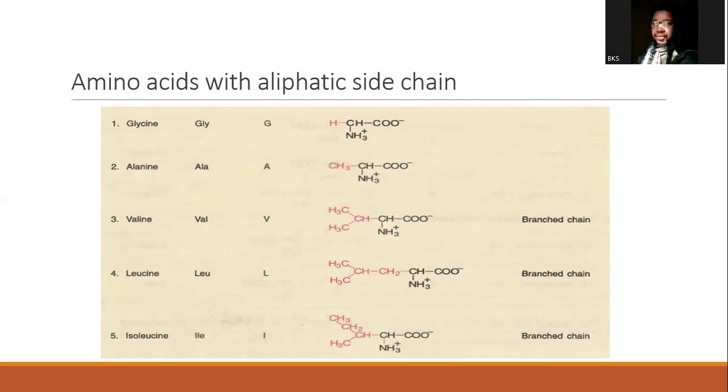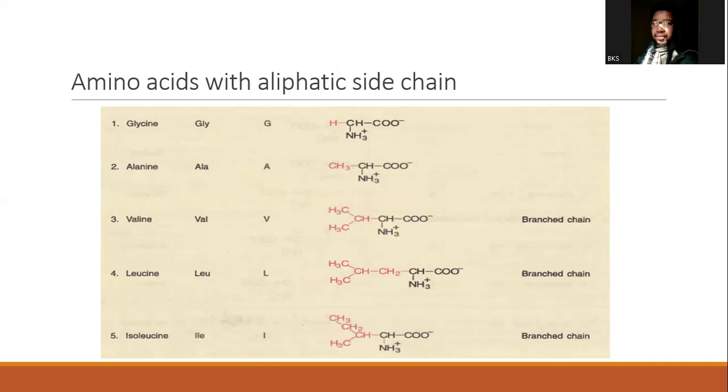Now, starting with the first one, classification of amino acids based on the structure. Based on the structure, they were classified into seven. The first one, we have amino acids with aliphatic side chain. Amino acids with aliphatic side chain were further classified into two. There are amino acids that do not contain a branch, and there are amino acids that contain a branch. Glycine and alanine are the amino acids that do not have a branch.